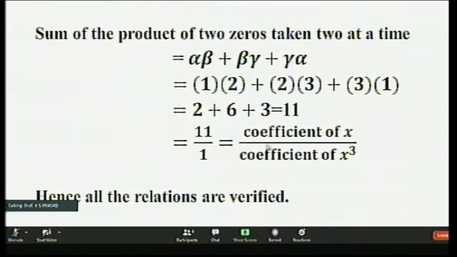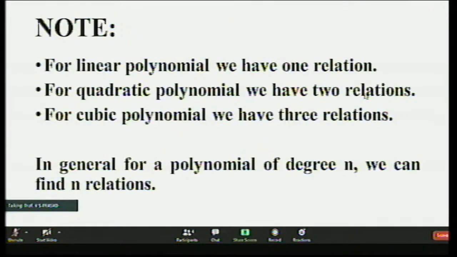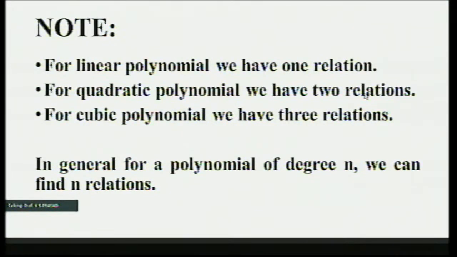In general, I would like to make a common statement. For a linear polynomial, we have one relation, that is, the root is equal to minus b by a. For a quadratic polynomial, we have two relations. One is the sum of the roots, alpha plus beta, which is nothing but minus the coefficient of x divided by the coefficient of x square. And another one is the product of the roots, alpha beta, which is nothing but the constant term divided by the coefficient of x square. And for a cubic polynomial, we have three relations that we have already seen.